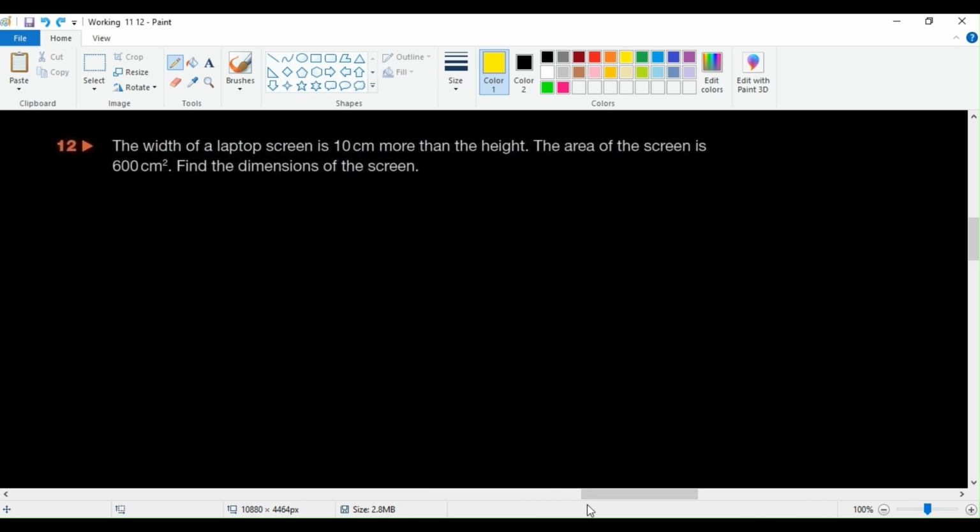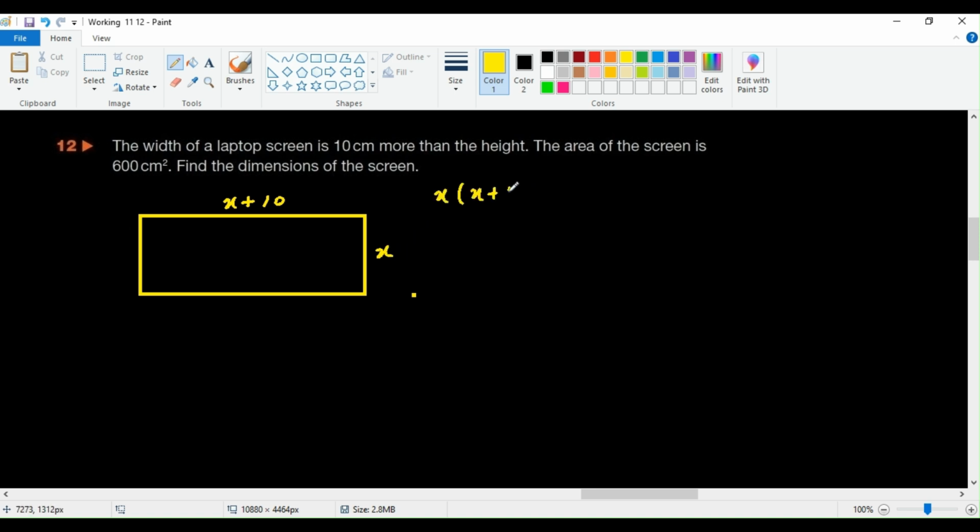It says the width of the laptop screen is 10 centimeters more than the height. That means, for example, if this is the laptop, and the width is 10 centimeters more, so this is x plus 10, and this is x. So when we are finding out the area, we are multiplying x and x plus 10, which equals 600. That means x squared plus 10x equals 600, or we can write minus 600 equals 0.